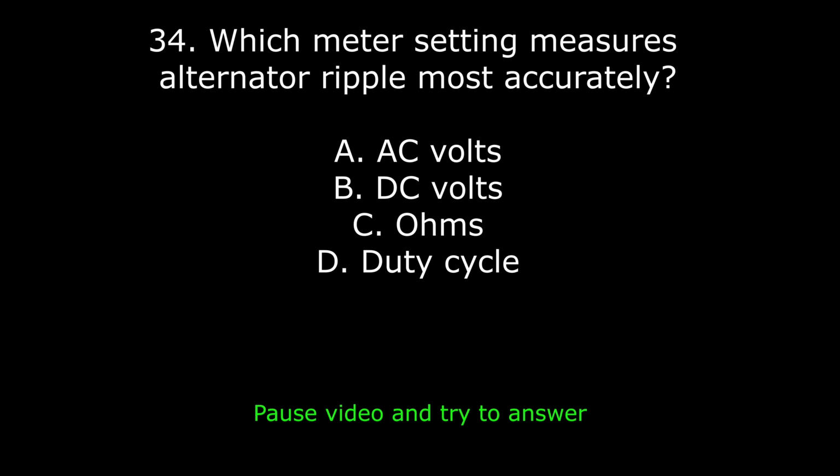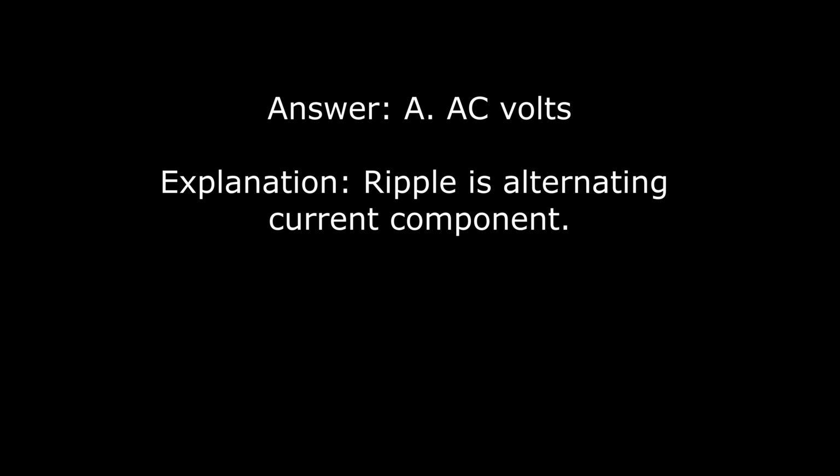34. Which meter setting measures alternator ripple most accurately? A. AC volts, B. DC volts, C. Ohms, D. Duty cycle. Answer: A. AC volts. Explanation: ripple is alternating current component.